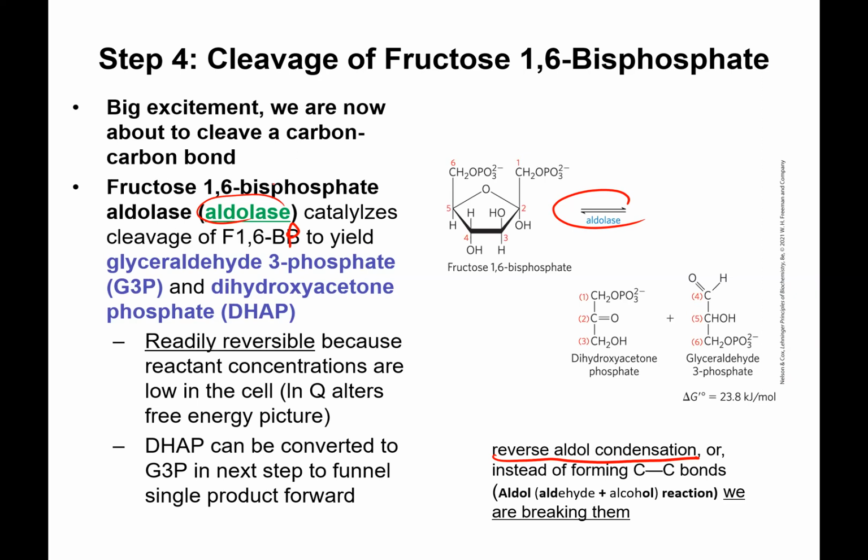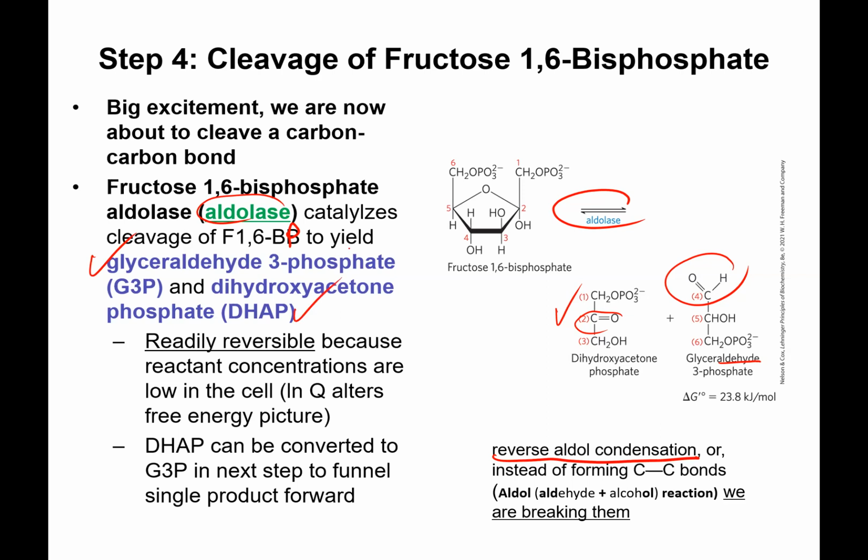What are we going to get out of this? We're going to get two 3-carbon molecules. We're going to get something called DHAP, or dihydroxyacetone phosphate, acetone, right? And glyceraldehyde 3-phosphate, aldehyde. Very similar looking molecules, except the position of that carbonyl group has changed, right? Carbonyl. I don't know, I have weird pronunciations. So these are our products, G3P and DHAP.